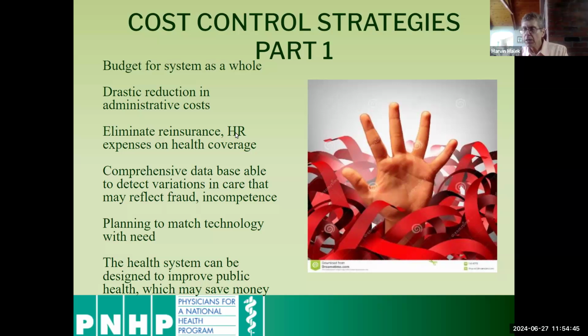Now, a hospital has a personnel department, and that personnel department works on health benefits as part of their job. They might work on whether you get a pension as an employee at the hospital, but all these employees expect to get health insurance. And so in a single payer system, no personnel department deals with health benefits because you have a comprehensive single payer system.